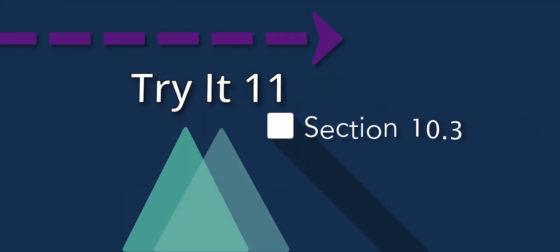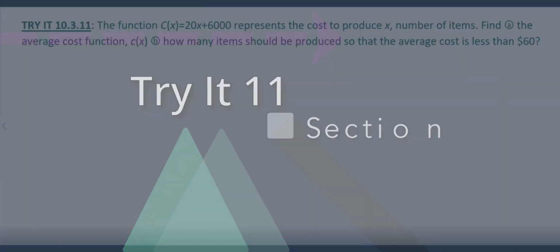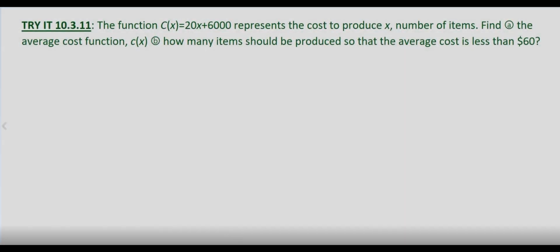We're told the function C of x equals 20x plus 6,000 represents the cost to produce x number of items. Then we're told to find (a) the average cost function, c of x, and (b) how many items should be produced so that the average cost is less than $60. So let's start with (a).